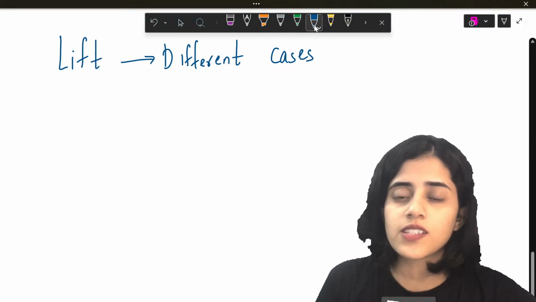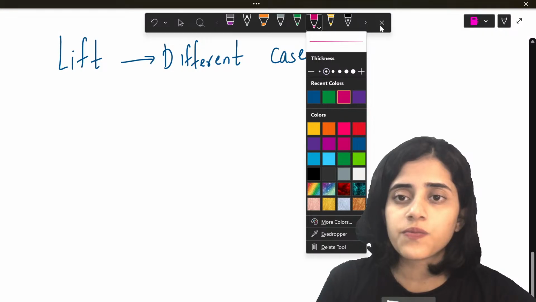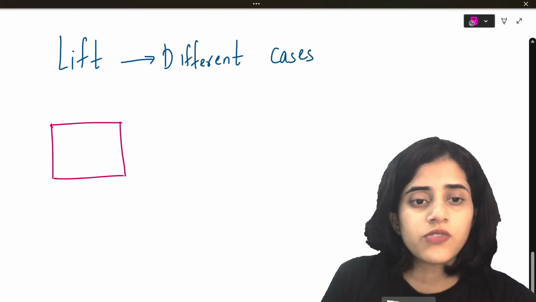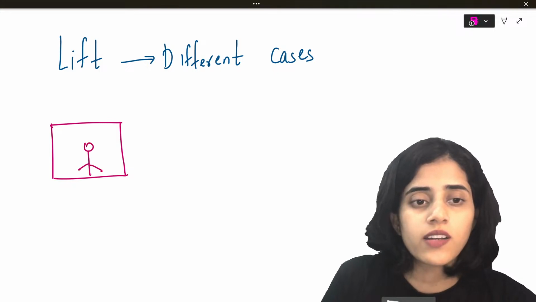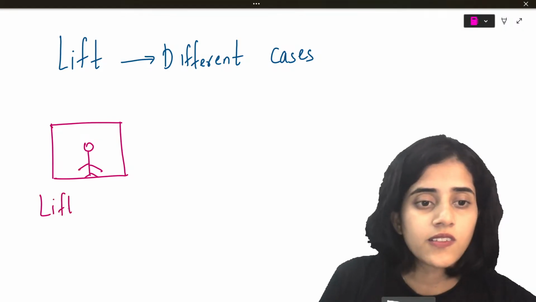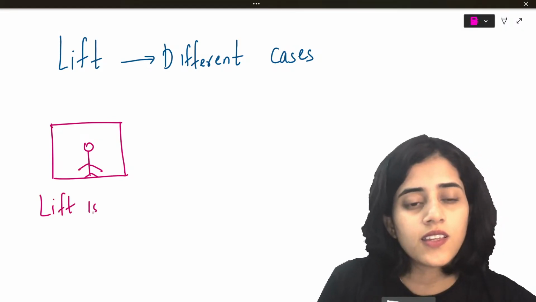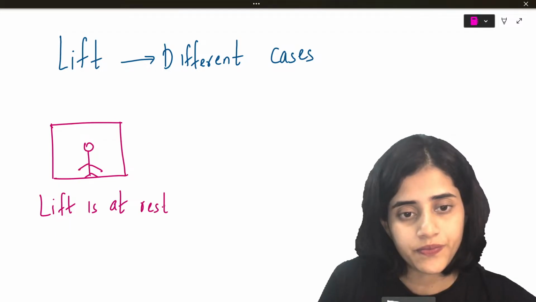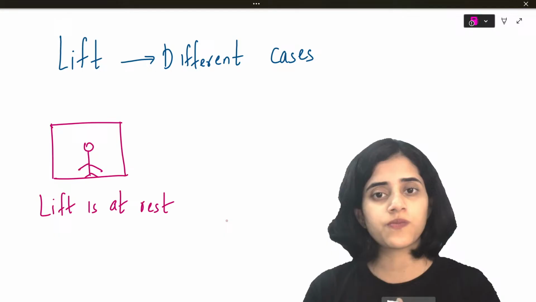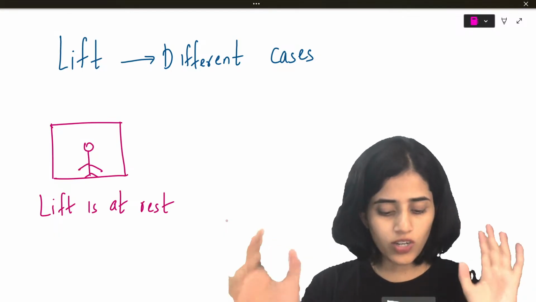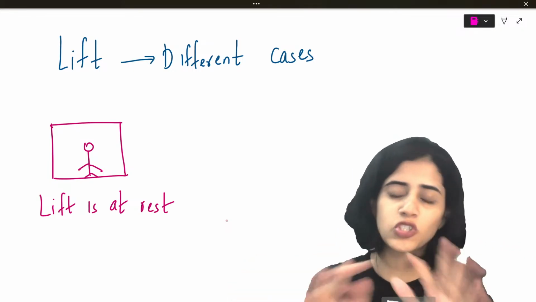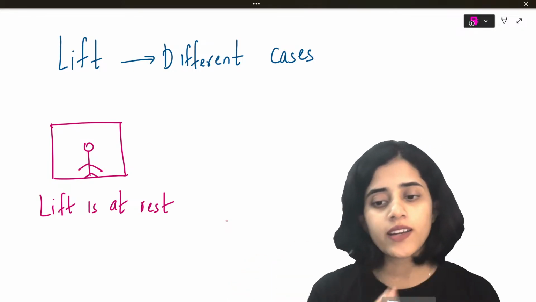Now let's look at the first case. First case is the lift is at rest. Okay? So imagine this is a lift, and you are standing inside the lift. This lift is at rest, so the lift is not moving. Very simple case. Did you all understand? There's a lift, and it's not moving. Imagine there's no current. You are inside the lift.